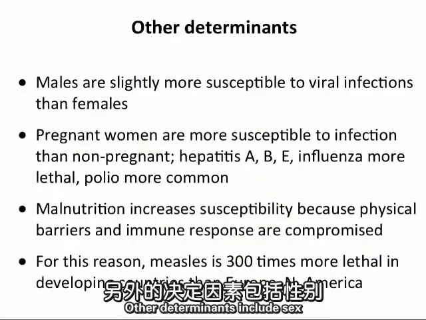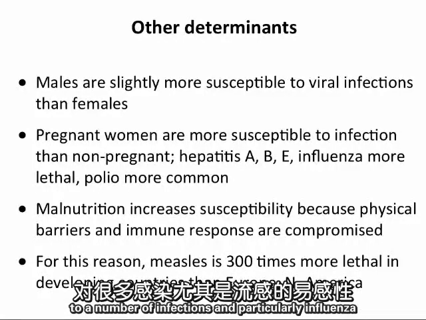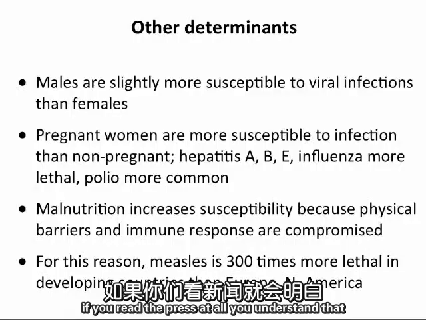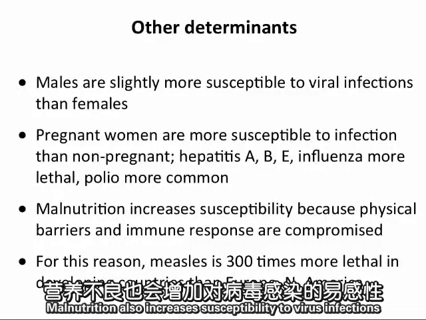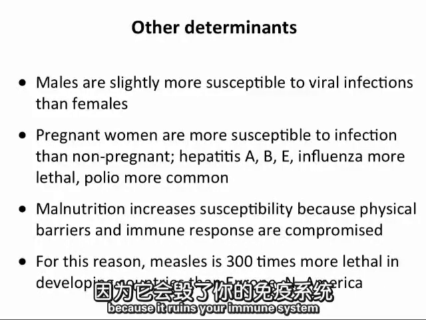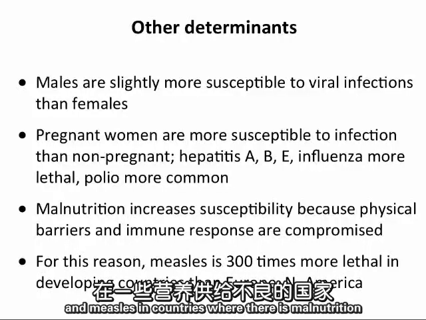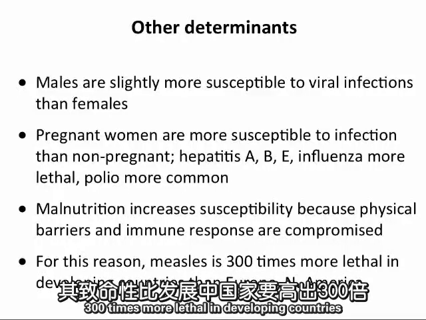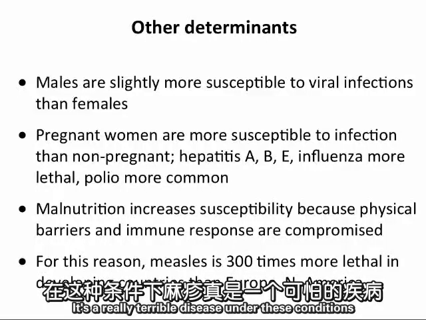Other determinants include sex. Males tend to be slightly more susceptible. Pregnant women in particular have increased susceptibility to a number of infections, and particularly influenza. If you read the press at all, you understand that pregnant women in particular should be encouraged to get immunized. Malnutrition also increases susceptibility to virus infections because it ruins your immune system, and it also compromises physical barriers. And measles in countries where there is malnutrition is terribly more lethal, 300 times more lethal in developing countries where the children are undernourished. It's really a terrible, terrible disease under these conditions.